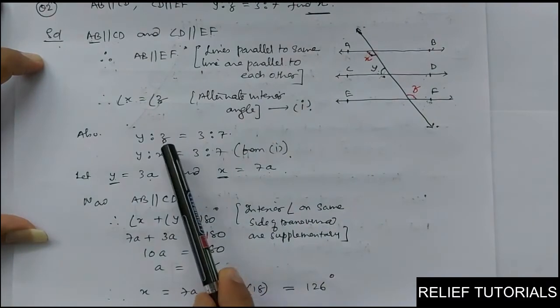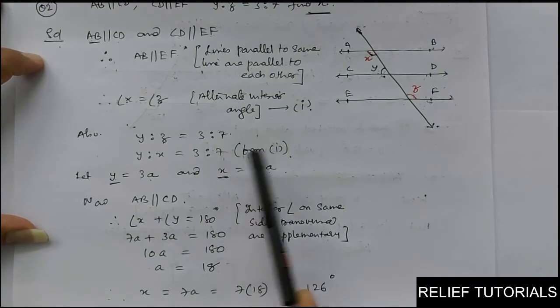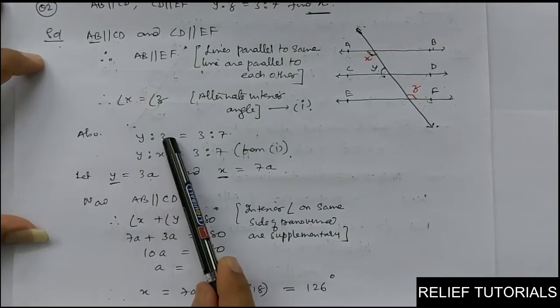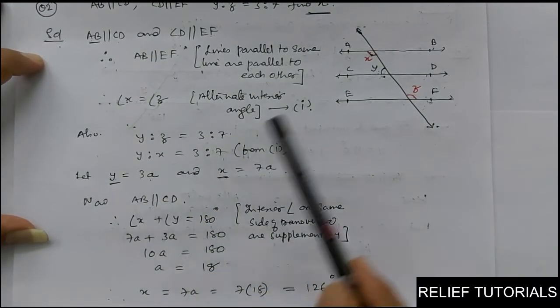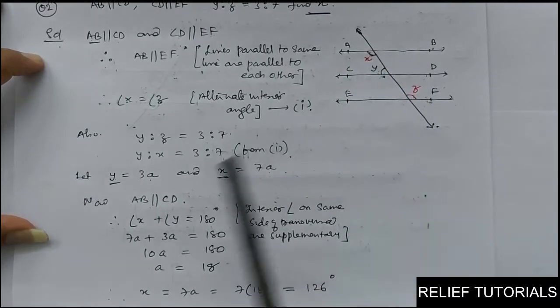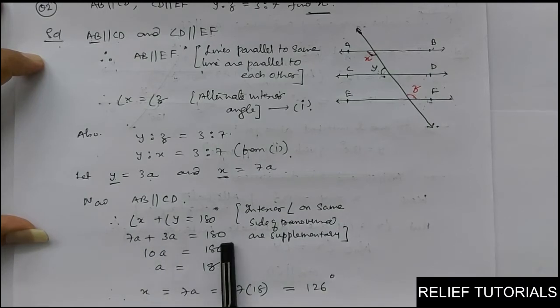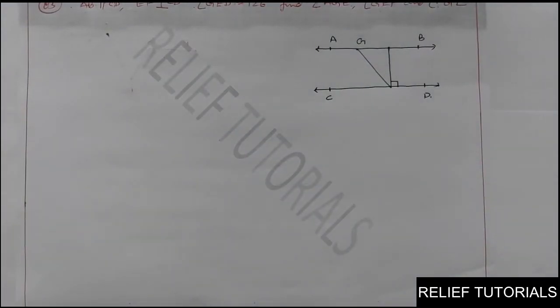Now one thing is given, Y is to Z equal to 3 is to 7. They are in ratio. So Y is equal to 3A, Z is equal to 7A. But Z is equal to X, so in place of Z I will write X. So we got the ratio Y is to X is equal to 3 is to 7. But X and Y are interior angles on the same side of the transversal. Lines are parallel, so interior angles are supplementary. So I can write X plus Y equal to 180. Now X is 7A, Y is 3A, so 10A is equal to 180, so A is equal to 18. Once we got A, we can find the value of X. Clear? So we have completed.